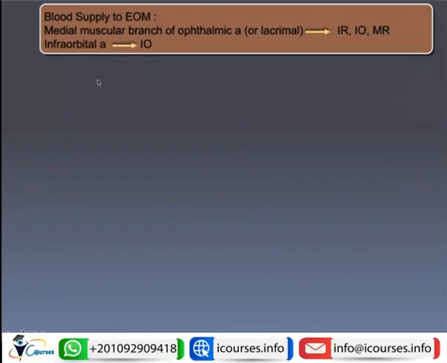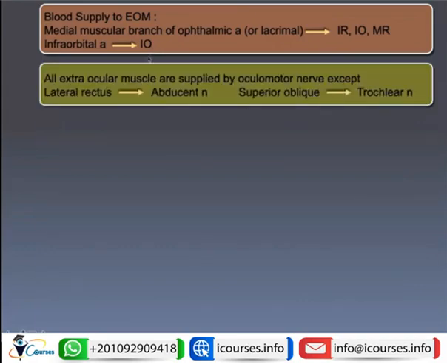Finally, we have just to mention some hints about the general considerations of extraocular muscles. The blood supply of extraocular muscle is coming from the medial muscular branch of the ophthalmic artery, or sometimes it arises from the lacrimal artery to supply the superior rectus, inferior rectus, and the medial rectus, while the infraorbital artery will supply the inferior oblique muscle. As we said, all extraocular muscles are supplied by the oculomotor nerve except for the lateral rectus, which is supplied by the abducent, and the superior oblique, which is supplied by the trochlear.